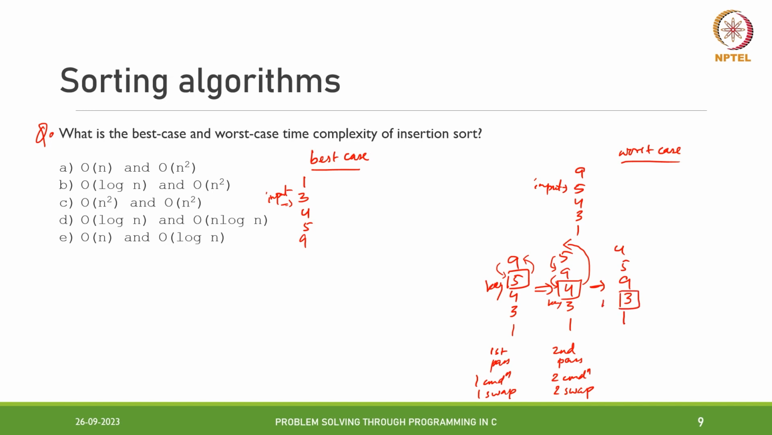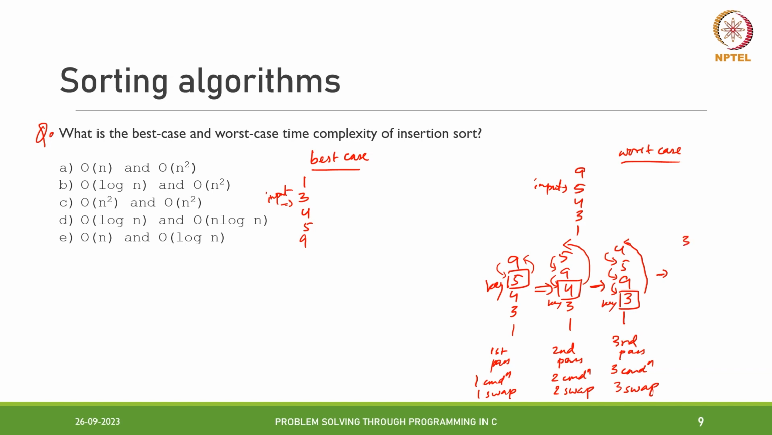Okay, what happens next? So now we have 4 5 9 3 1. This is our next key, right? And we check it against 9. We find that it is smaller than 9, so we swap. Then again we check it against 5, we find out that it's smaller than 5, we swap. Again we check it with 4, compare, find to be lower, swap. So basically this goes here and this all comes one step down. So this is in our third pass. How many conditional checkings? 3 conditional checkings, 3 swaps, right?